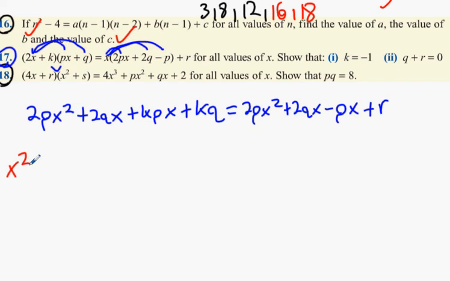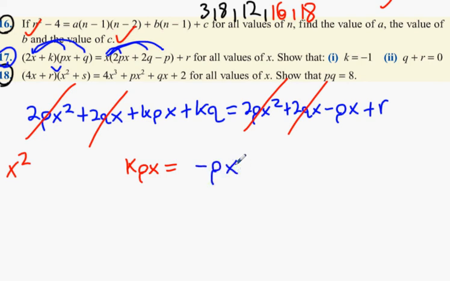Now, start off with your x squareds. Max, you right? Start off with your x squareds. 2px squared is the same thing as 2qx. There is nothing to be learned from that. Now, this means that kpx must be the same thing as minus px. Now here's the interesting part. It's technically minus 1px, isn't it? It's one of them. Now, the x's are on both sides, they can cancel. The p's are on both sides, they can cancel. And what does that leave left over? K equals minus 1. That's the first part of the question.